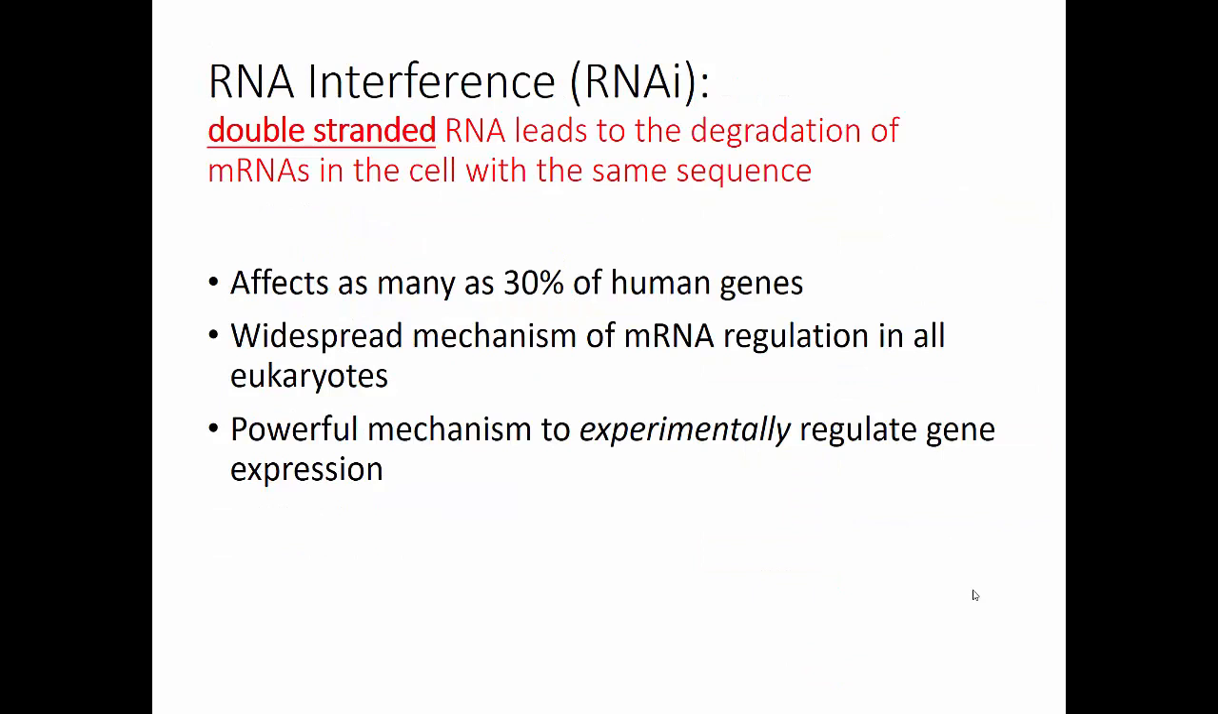So RNA interference is specifically a regulation of messenger RNAs, and this is something really completely unexpected at the time that it was discovered. It is the ability of double-stranded RNA to lead to the degradation of messenger RNAs in the cell that have the very same sequence as that double-stranded RNA. As many as 30% of all human genes are affected by RNA interference. It's also been really important as a mechanism to experimentally regulate gene expression.